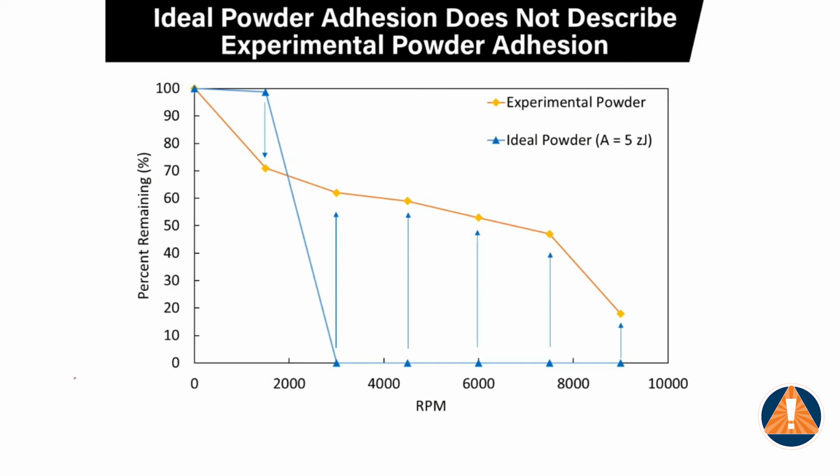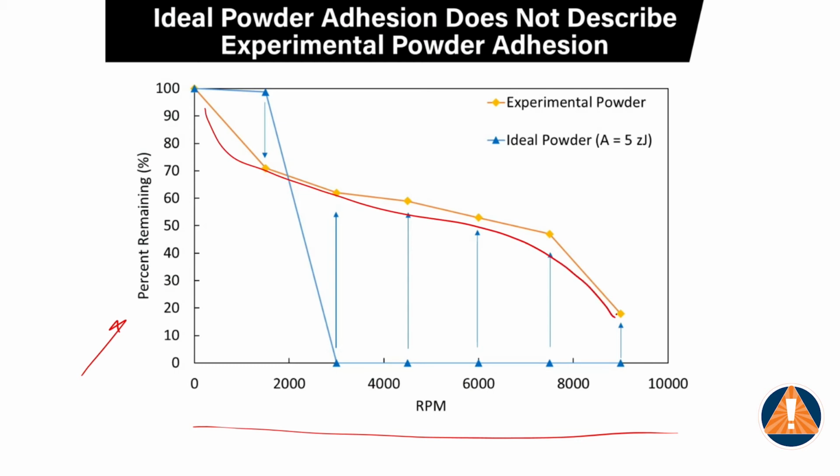So here is some data. This is the percent remaining as a function of rotational speed of an RDX powder against a stainless steel surface. And what you see here is that we have this drop in the adhesion between the powder and the surface, this drop as the rotational speed increases. So that is our experimental curve.